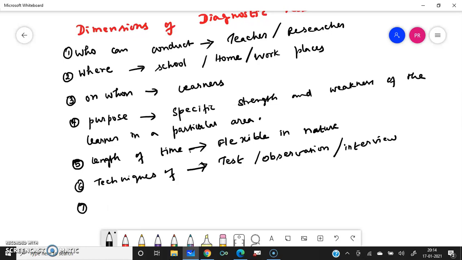And you can see their worksheets. You can give worksheets to the students and see how the students are solving the problem in the particular worksheet, something like that. So many techniques you can use.